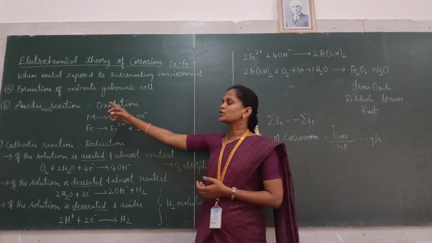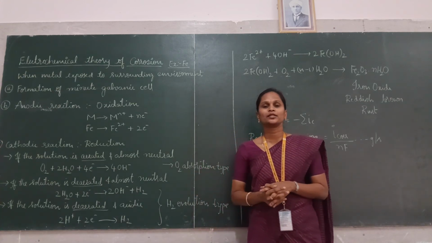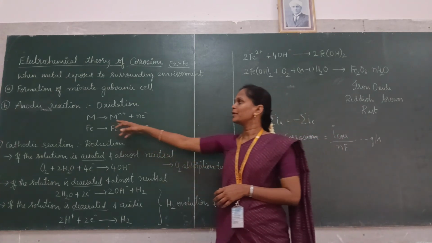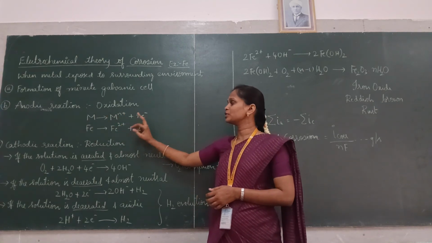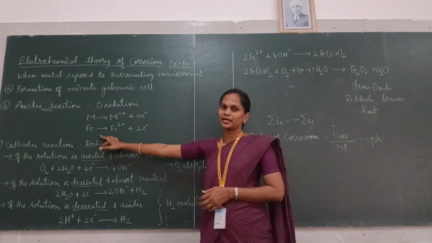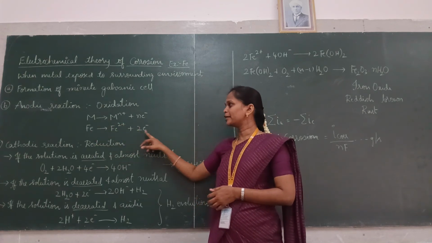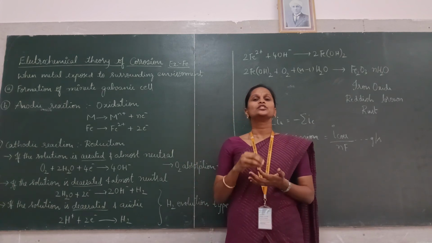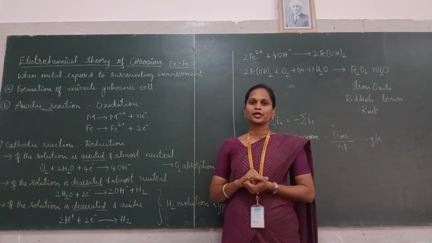The second step is the anodic reaction. The anodic reaction is nothing but the oxidation reaction. The metal undergoes oxidation to give the metal ion and electrons. Here we took iron as the example, so iron undergoes oxidation into Fe2+ and 2 electrons. The corrosion starts on the surface of the metal due to this oxidation reaction.